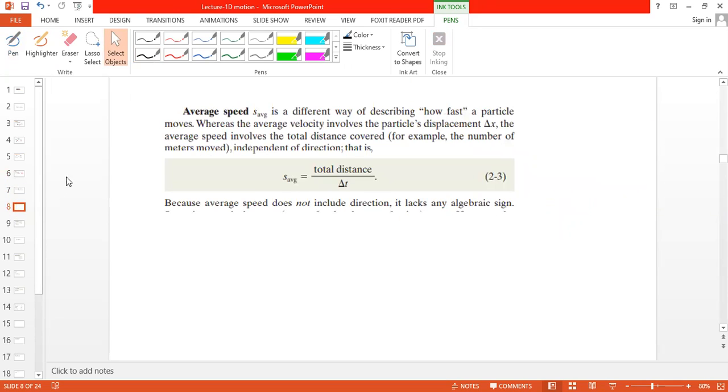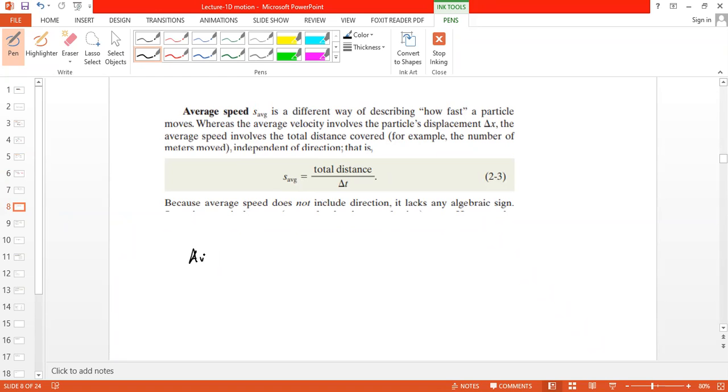Let's talk a little bit about average speed. Basically, average speed and average velocity are the same thing. The only difference is average speed is a scalar quantity and average velocity is a vector quantity.